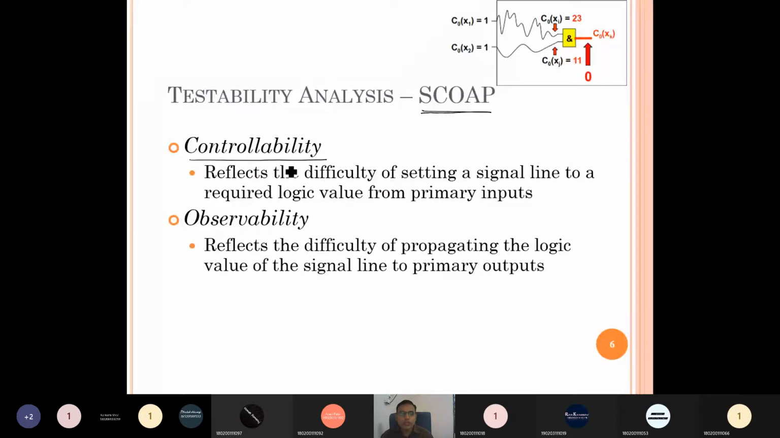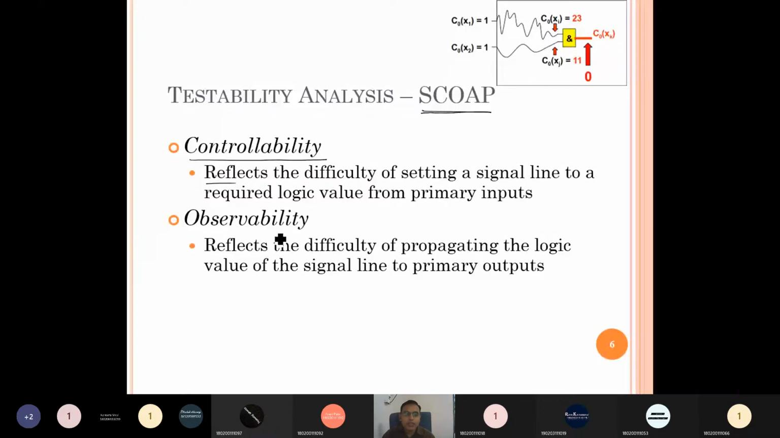So controllability reflects the difficulty of setting a signal line to a required logic value from the primary input. Yesterday we explained controllability and observability with one example. If you want to set any internal node with the desired logic level, suppose logic 1 or logic 0, I can set it through the primary input, but to reach that internal node, in between there are some logic gates, right? So that indicates the difficulty level.